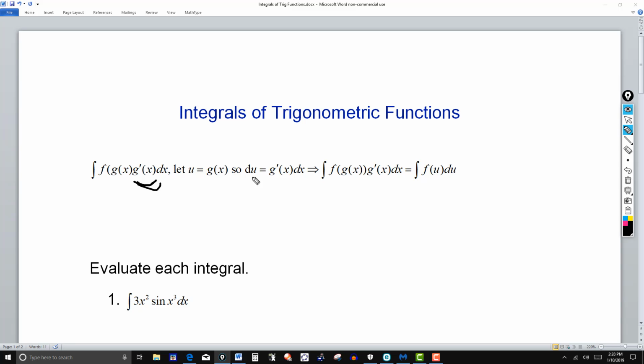Then if you take the differential of both sides, you'll get du equal to g prime dx. So this right here can be replaced by du, and the g of x will be replaced by u. And now you've got hopefully a simpler function to integrate. And those you should know, or there should be a table that you can go to, depending on what your instructor tells you.